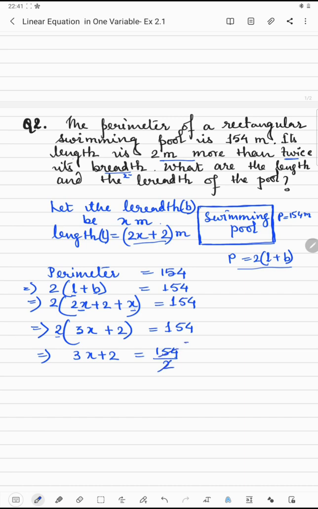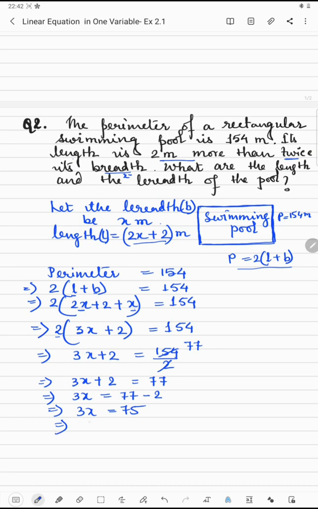Now 2 7s are 14, 1 carry, 15 minus 4, so it will be 77. So 3x plus 2 is equals to 77. Now as you know that at first we will transpose 2, means if there is plus or minus, at first we will transpose that, and then we will do this one which is given in multiplication form. So 3x will remain same, and we will just subtract 2 from 77. So we will get 75.